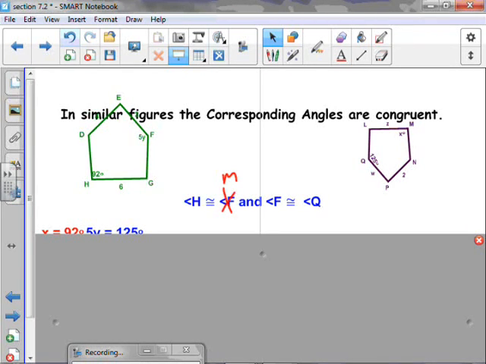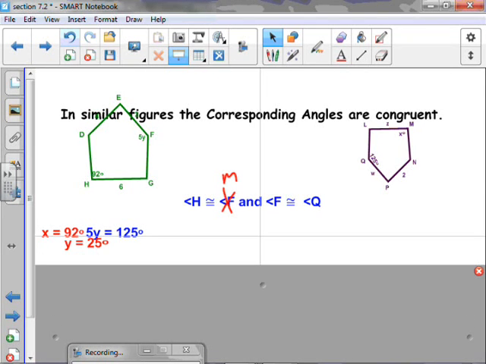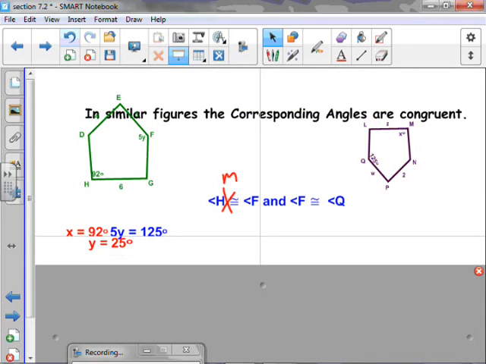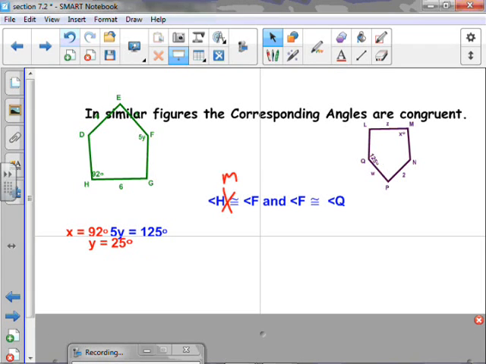And I know that F is 5y and Q is 125, so y must be 125 divided by 5. And so I get that y is 25, x is 92. Great. Doing well so far. And then what I know is that the proportions must be the same. I think that's on the next slide. Yep.